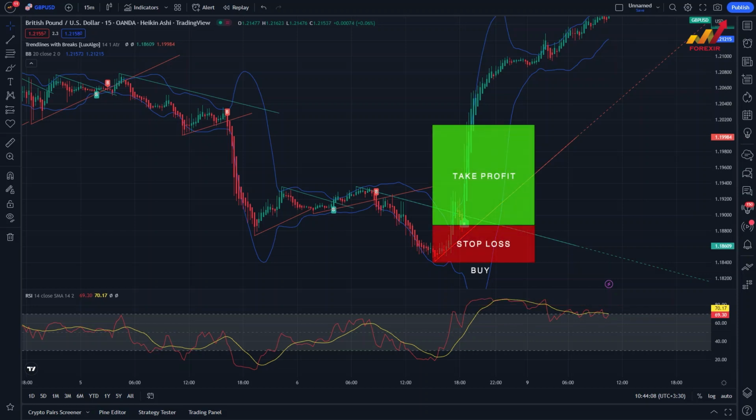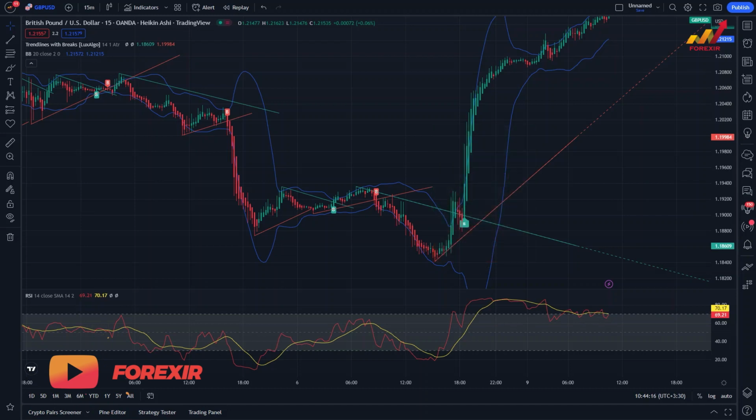Stop loss would be the recent swing low. When the price hits the upper band of the Bollinger Band, we exit the position. You can also exit the position after the red and yellow RSI lines reach the overbought zone.